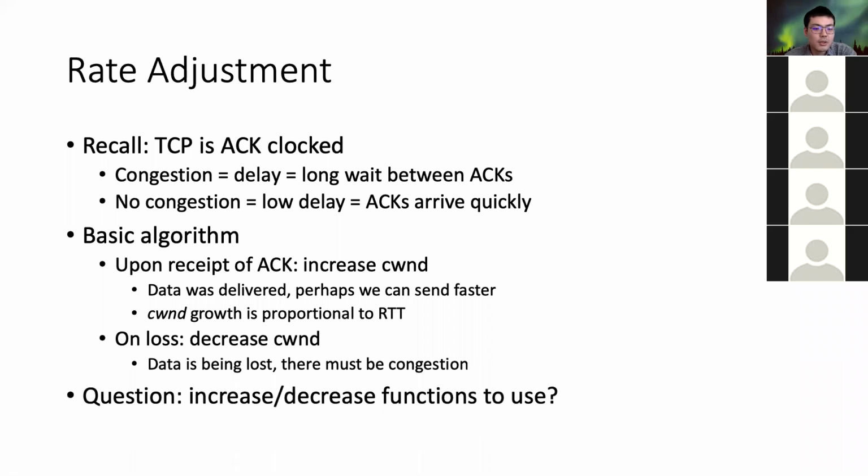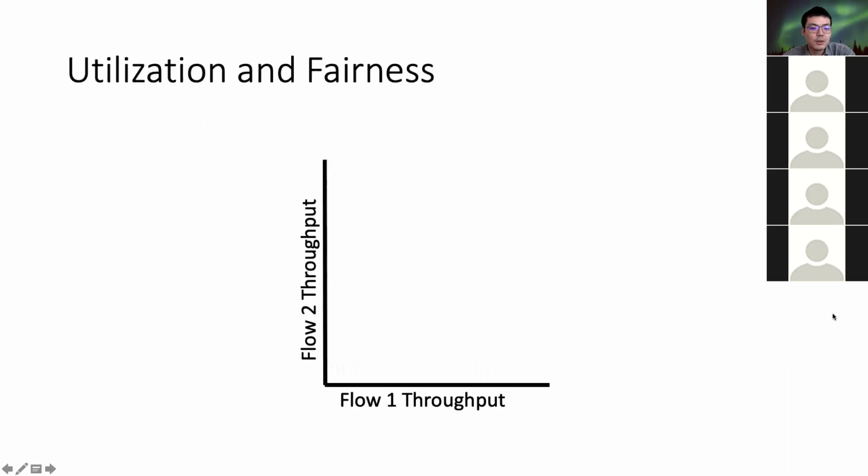So the question is, what should be the increasing and decreasing functions to use in these two operations? If you get acknowledgement, you should increase the window. But if you have a packet loss, like a timeout, you should decrease the window. So how much do you increase, and how much do you decrease? This is the question that we are answering here.